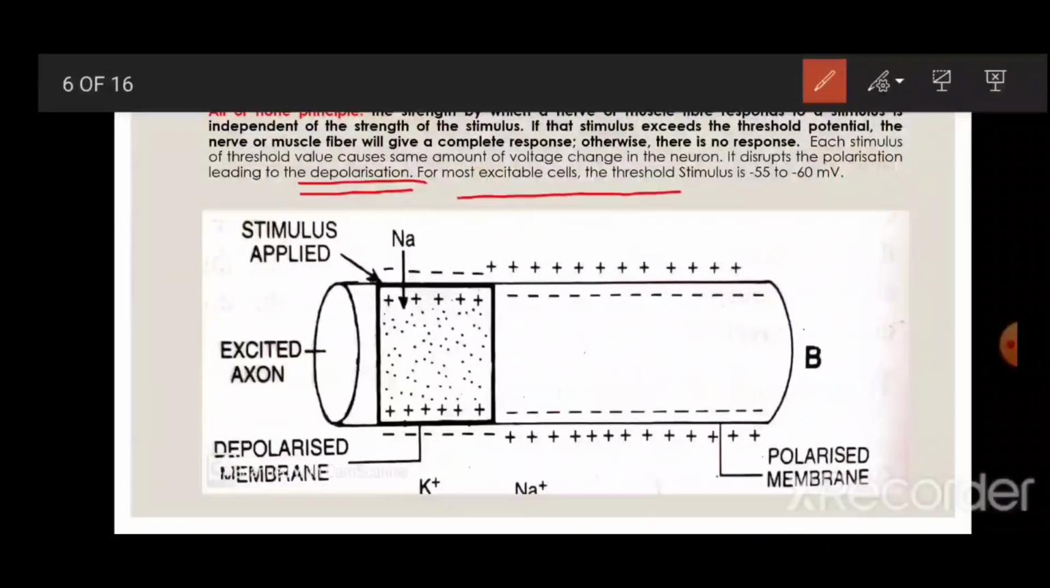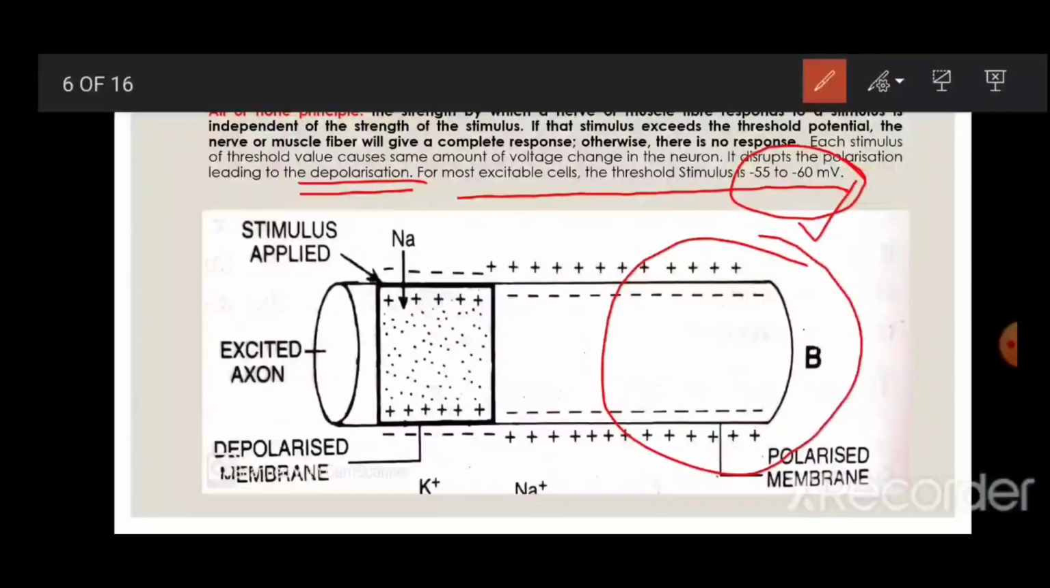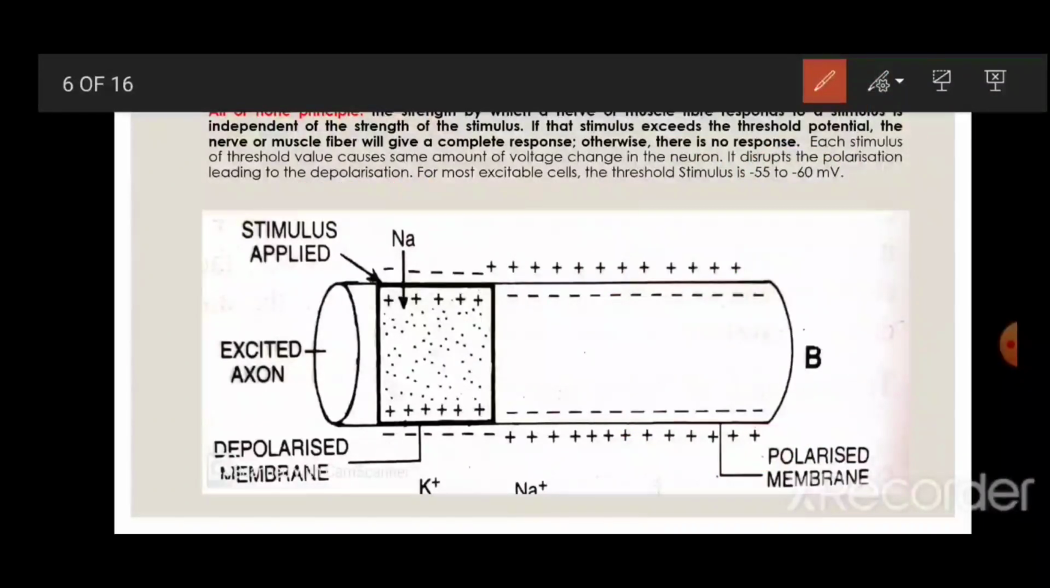For most excitable cells, the threshold potential is -55 to -60 millivolts. This is very important. It means this is nearly 10 millivolts higher than the resting membrane potential. Now, as you can see, this is the diagram. First let's look at this part, which is showing a polarized membrane. That's what we have seen in the resting membrane condition, that inside it is negatively charged and outside there is a positive charge.